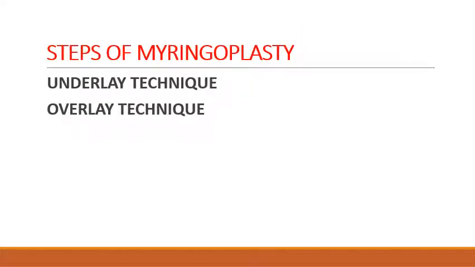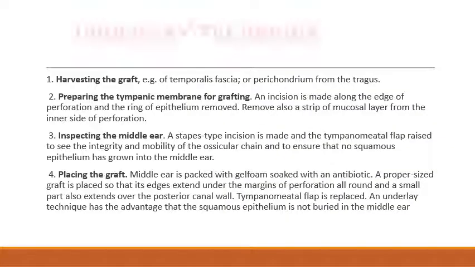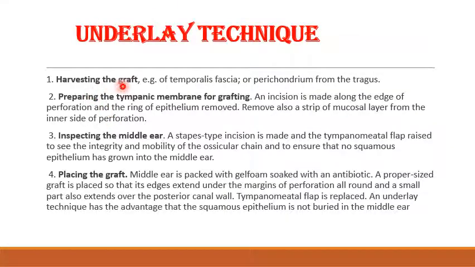Steps of myringoplasty: underlay technique and overlay technique. Underlay technique: harvesting the graft, preparing the tympanic membrane for grafting. An incision is made along the edge of the perforation and the ring of the epithelium is removed. Remove also a strip of mucosal layer from the inner side of perforation.